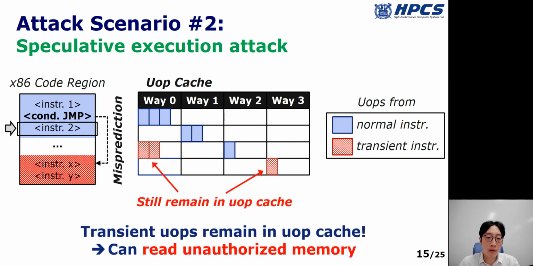Here, the important thing is that when the branch misprediction is detected, the decoded microops from speculative instructions are still remaining in the microcache. By using these transient microops, similar to the Spectre attacks, the attackers can read the unauthorized memory by using the microcache as a new side channel.